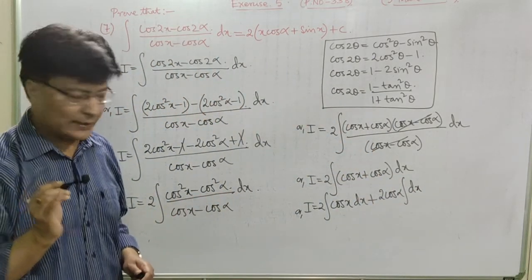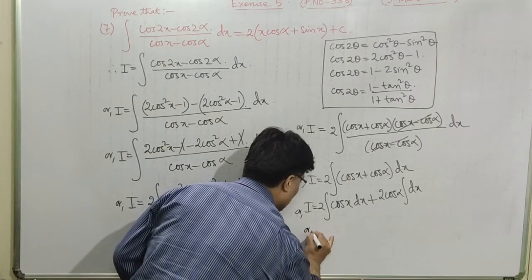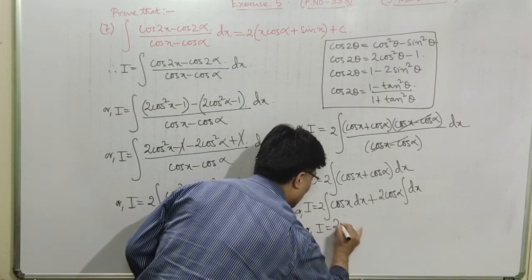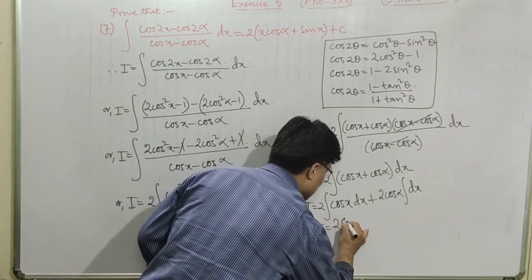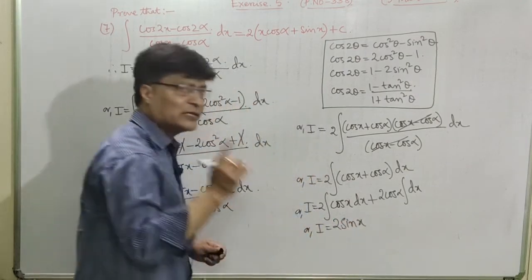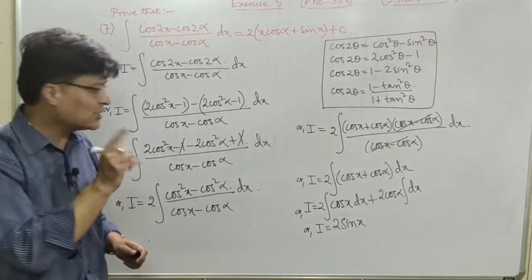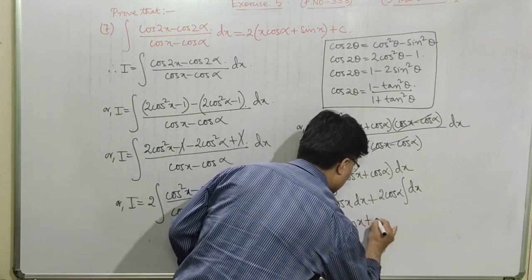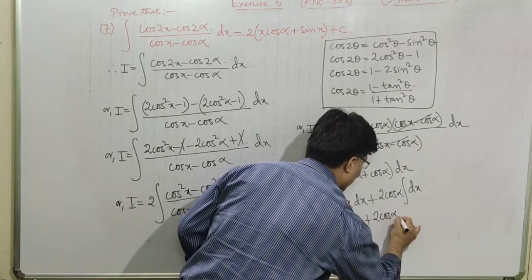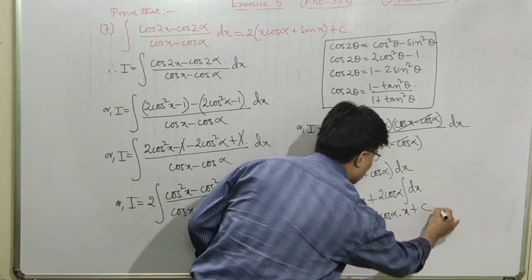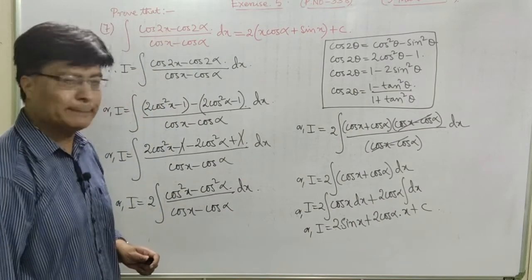So or I is equal to 2 into, what is integration of cos x? This is sin x. That is, differentiation of which function is cos x? Sin x. Then you should write plus 2 cos alpha into x. Then you should write plus c.